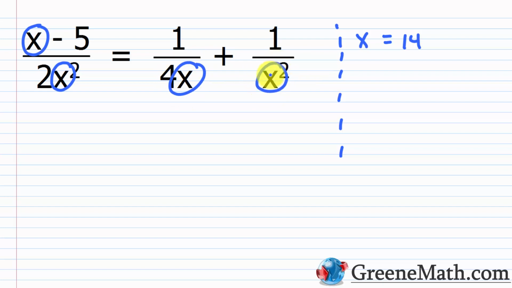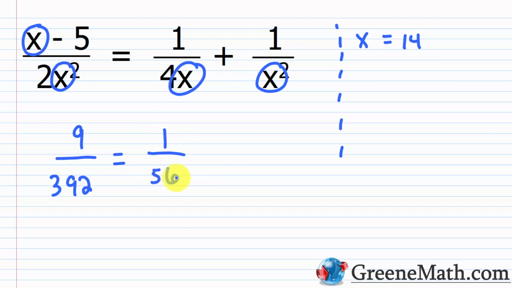In the numerator on the left, 14 minus 5 is 9. And this is over 2 times, what is 14 squared? Well, that's going to be 196. If I just do that multiplication, 2 times 196 is 392. So this is 9 over 392, and that is not going to simplify. Then next, I have 1 over 4 times 14. 4 times 14 is 56.